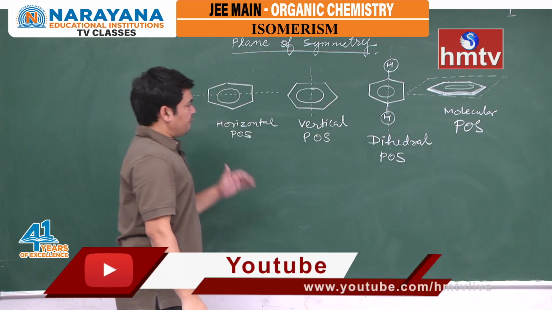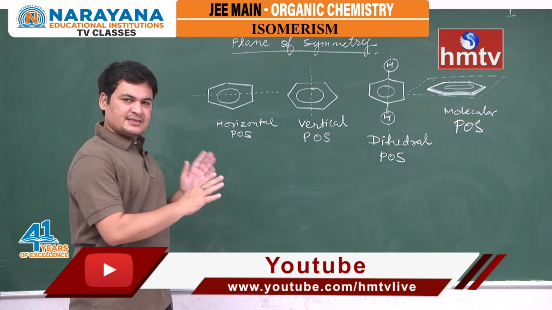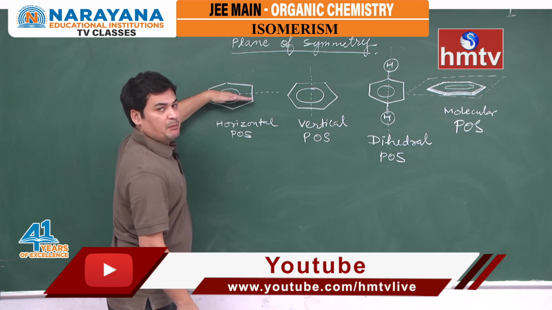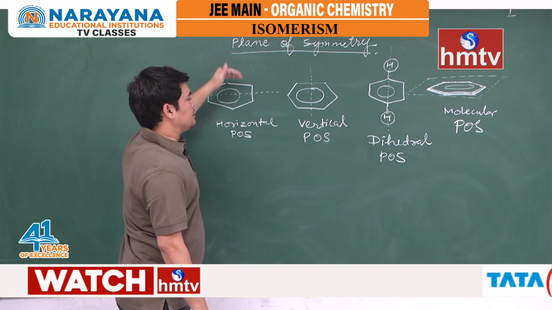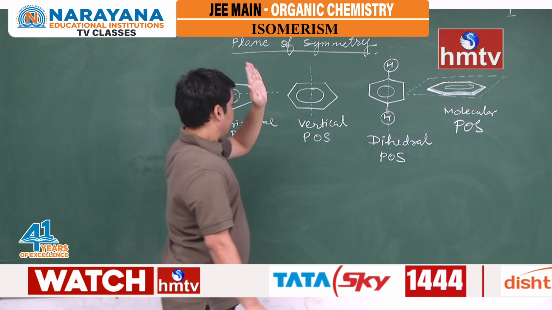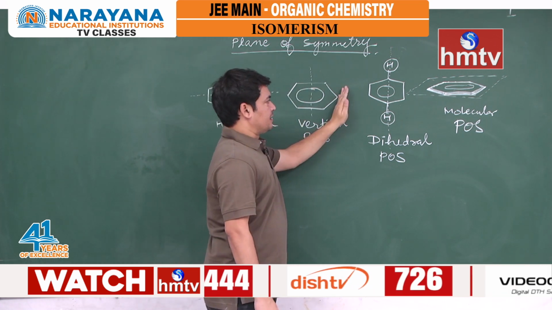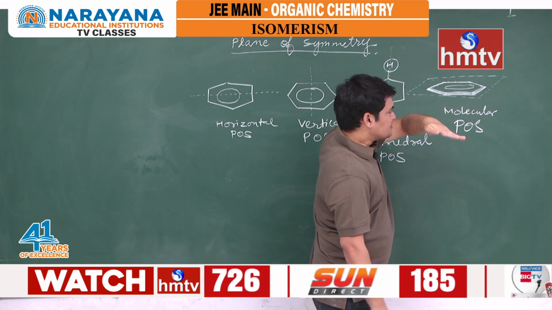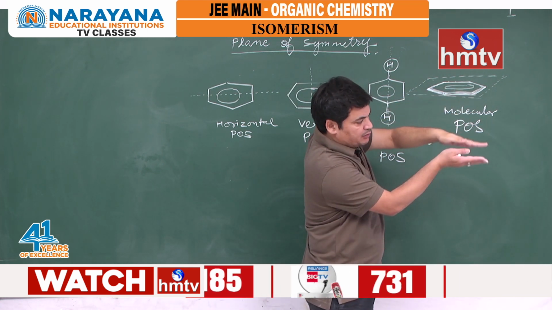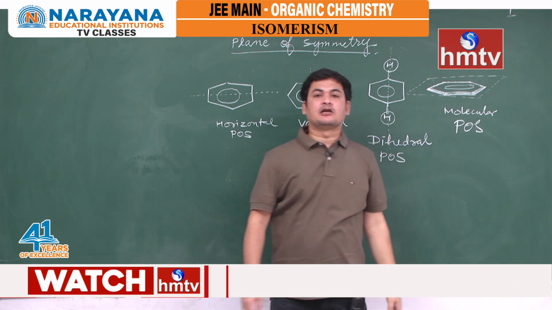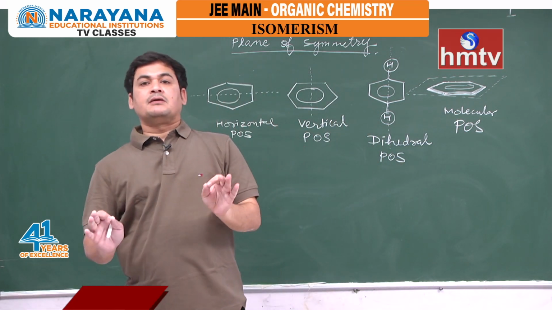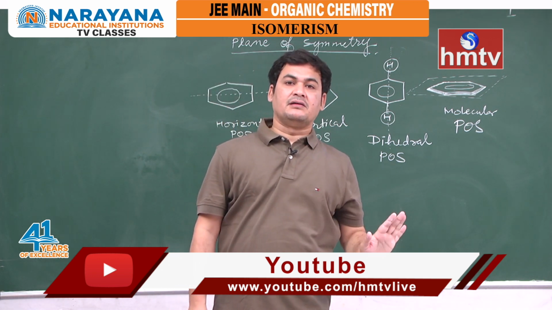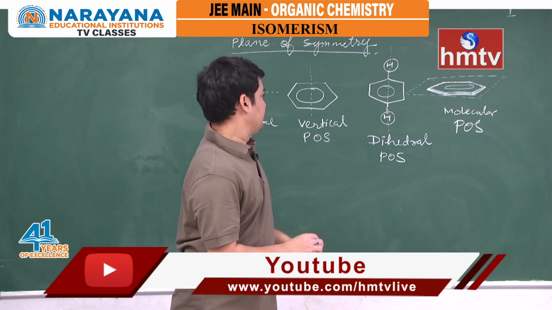Here I am considering four categories. Things are the same; we are discussing only plane of symmetry. This one is the horizontal plane of symmetry, bisecting the molecule into two equal halves, mirror images. Vertical plane of symmetry, mirror images. Dihedral plane of symmetry, mirror images. Here the slice cut of the benzene molecule is the molecular plane of symmetry. Once a compound has a plane of symmetry, that will never be chiral, that will never be optically active, right?